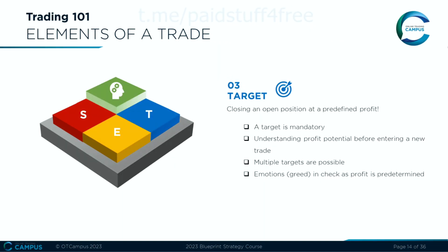we can go into talking about the third trade parameter, which is the target. The target is defined as the closing of an open position at a predefined profit. There are good reasons why, again, placing a target is mandatory. The advantages range from saving time to keeping your emotions in check. And even multiple targets are possible here.